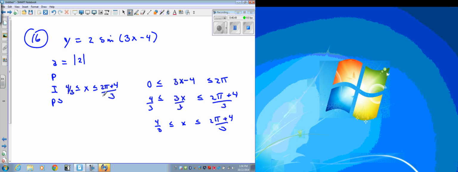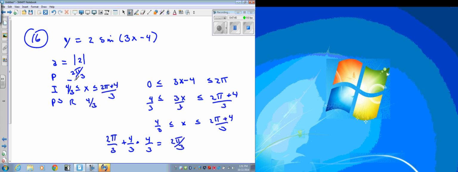Now, what is your phase shift? It's right 4/3, isn't it? It's moved it from 0 to 4/3. Now your period is going to be, you take this away from here. So it's 2 pi over 3 plus 4 over 3 minus 4 over 3. It's going to be 2 pi over 3. In this particular case, it's this 3 into 2 pi.